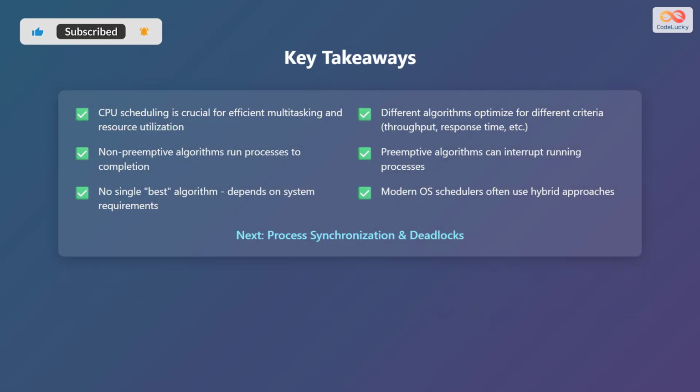Let's summarize the key points covered in this video. CPU scheduling is crucial for efficient multitasking and resource utilization. Different algorithms optimize for different criteria like throughput and response time. Non-preemptive algorithms run processes to completion, while preemptive algorithms can interrupt running processes. There is no single best algorithm. The best one to use depends on system requirements, and modern operating system schedulers often use hybrid approaches. Next, we will explore process synchronization and deadlocks.